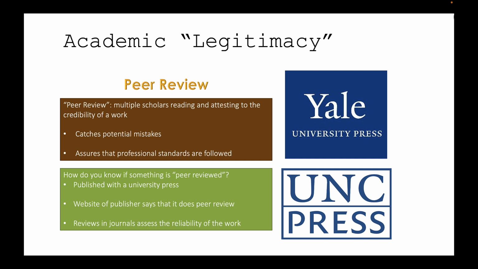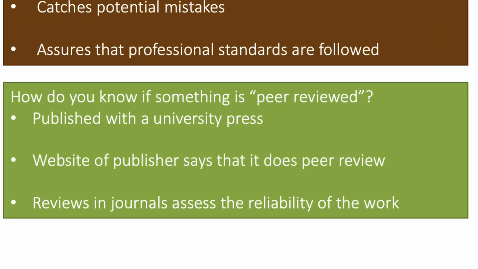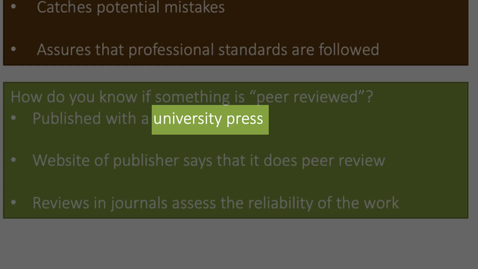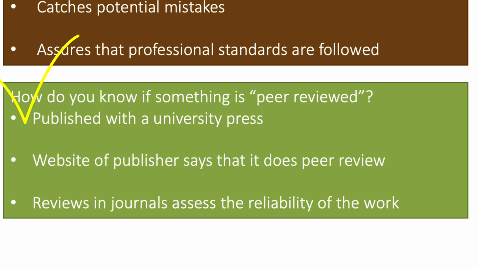So that begs the question, how do you know if something is peer reviewed? Well, there are a few ways that we can focus on to determine if something is peer reviewed. The easiest is just to look to see who the publisher is. If the publisher of, say, a book is a university press, then we know that that book was peer reviewed, because one of the things that is fundamental to university presses is that they all use the system of peer review before they publish works.